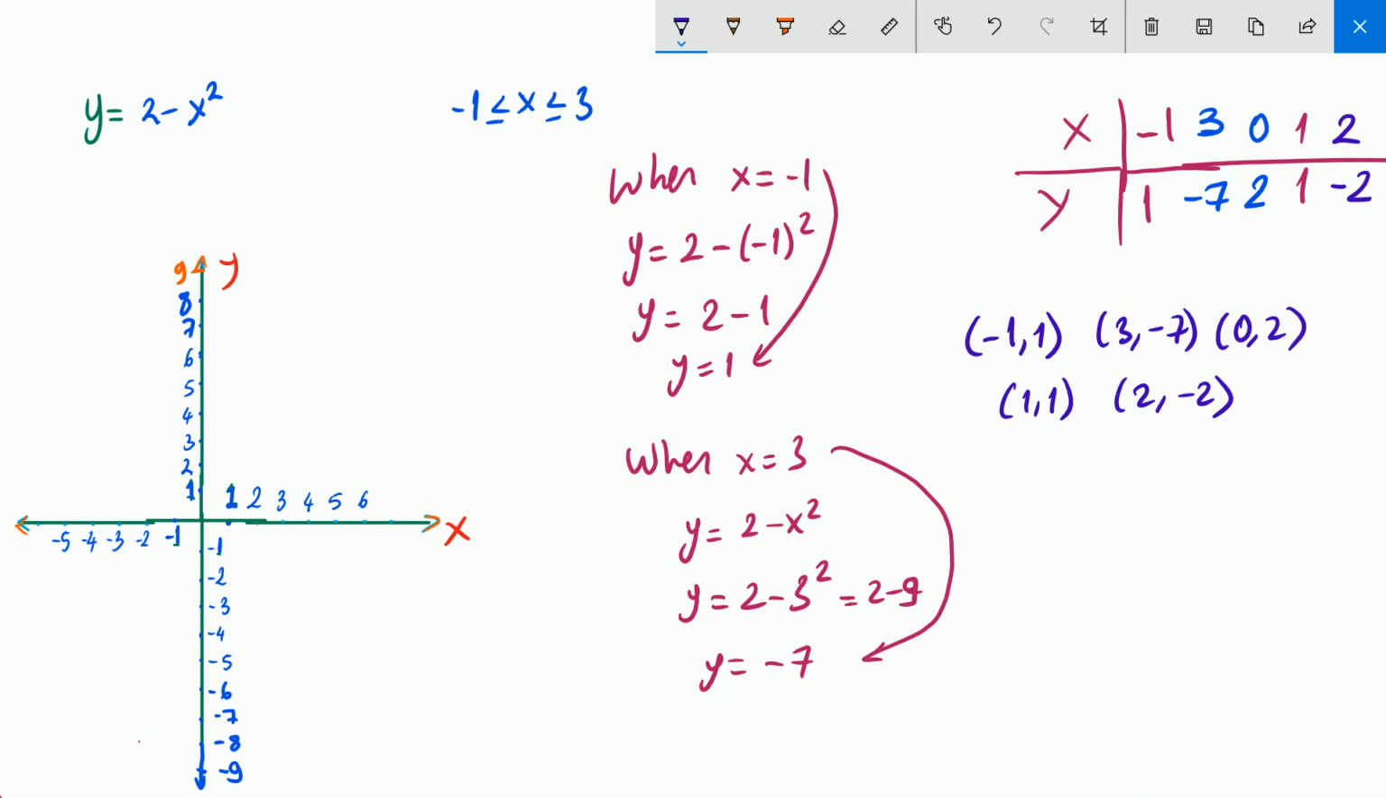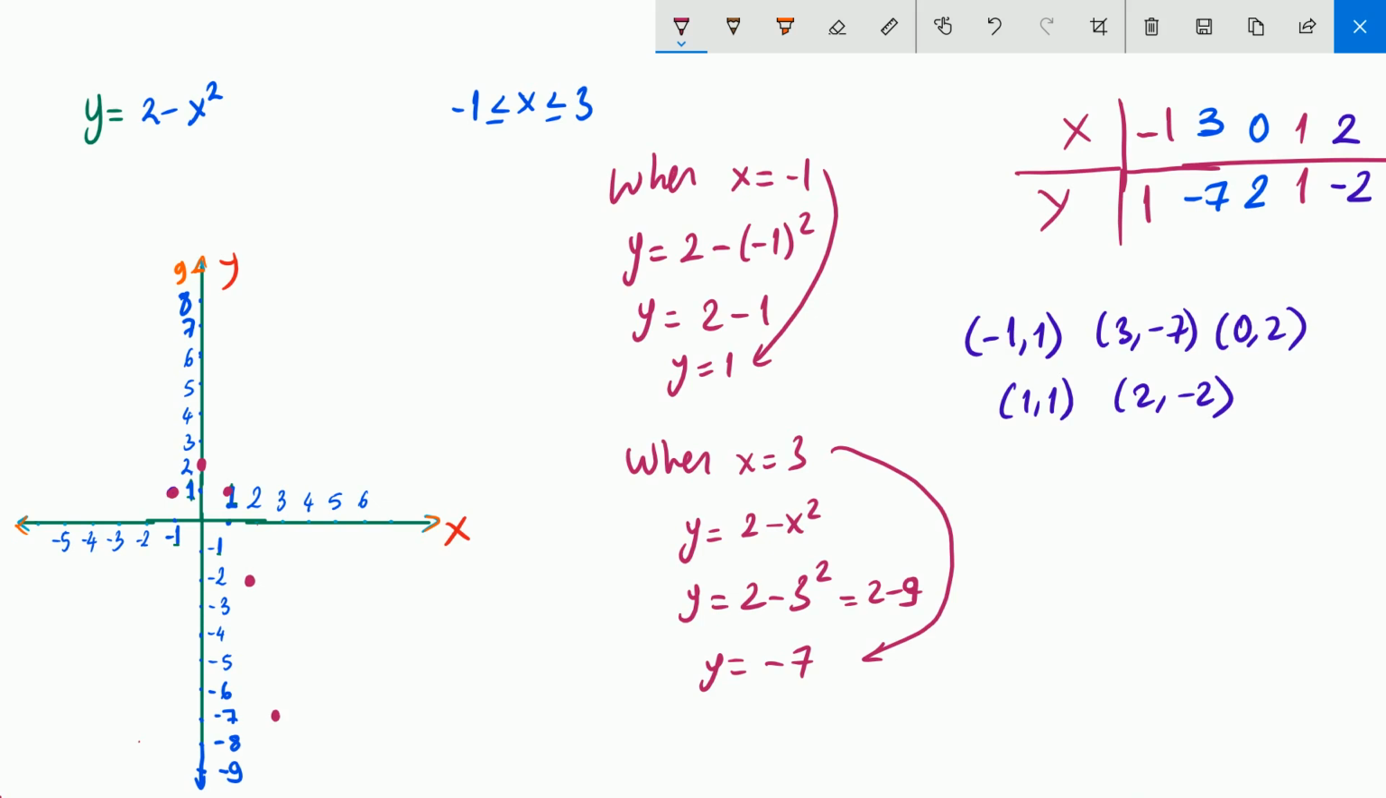I'm going to plot these points on this coordinate plane. -1 and 1 is here first. Secondly, 3 and -7. -7 is here. So 0 and 2 is here. 1 and 1 is here. Let's move up a little bit here. So 2 and -2 is here.